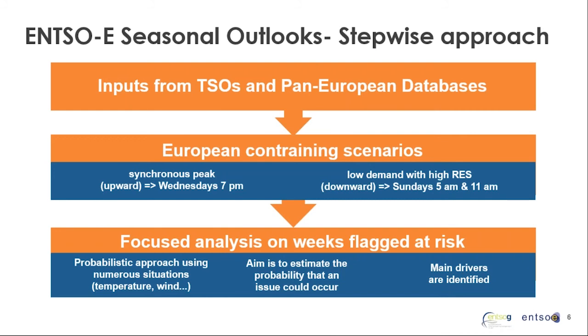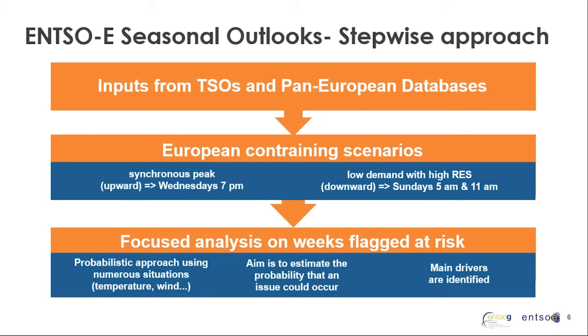The one is the peak, the synchronous peak in Europe. So we take a deterministic approach, and it was assessed that in a pan-European view, the synchronous peak is at 7 p.m. on a typical weekday. That is taken as Wednesday, the middle of the week, a typical weekday. It is the peak upward adequacy situation that we will go through in the next slides.